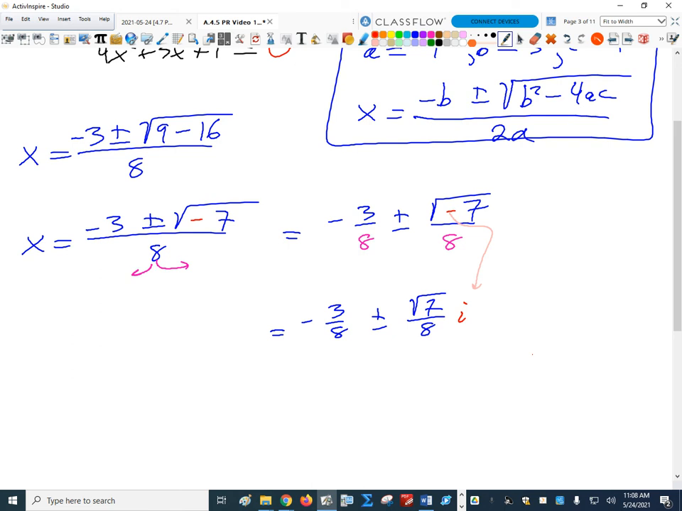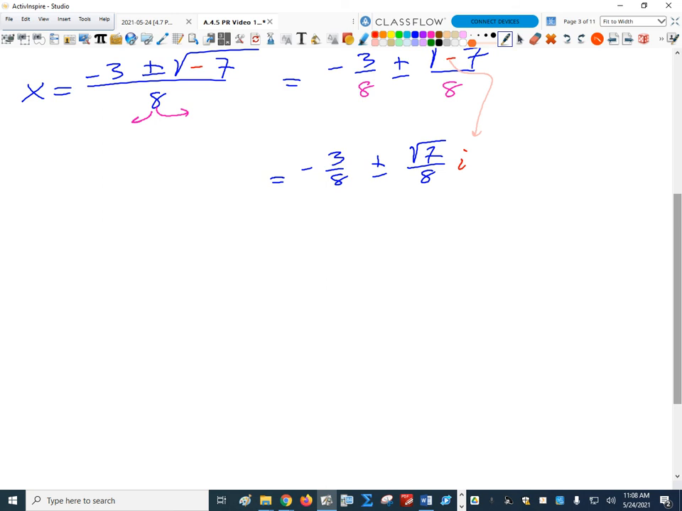This is the way we want to write it, because when we end up with complex numbers, we always want to write those complex numbers in standard form, right? And a complex number in standard form is just the real part plus the imaginary part times i, right? Everybody see that?